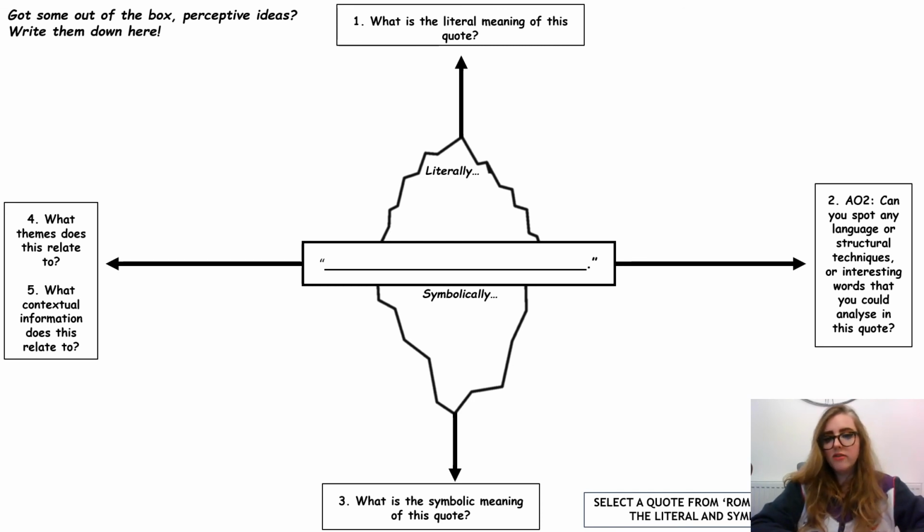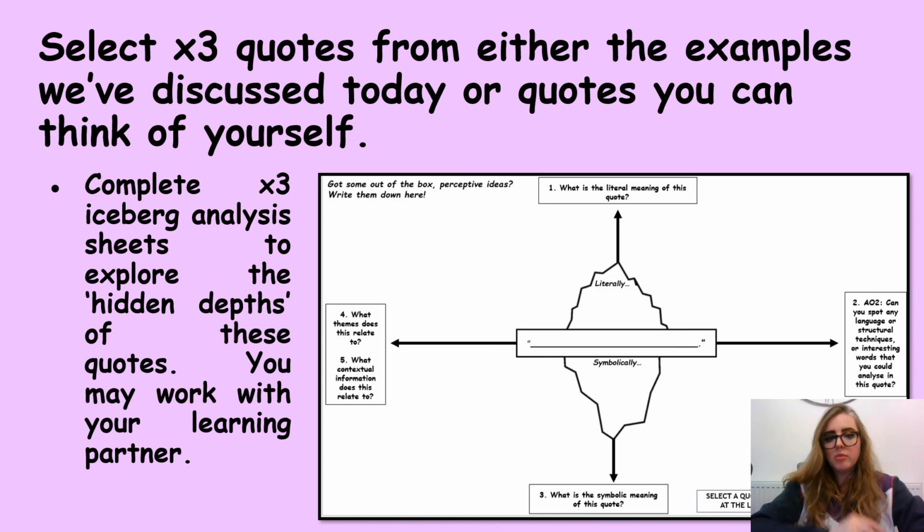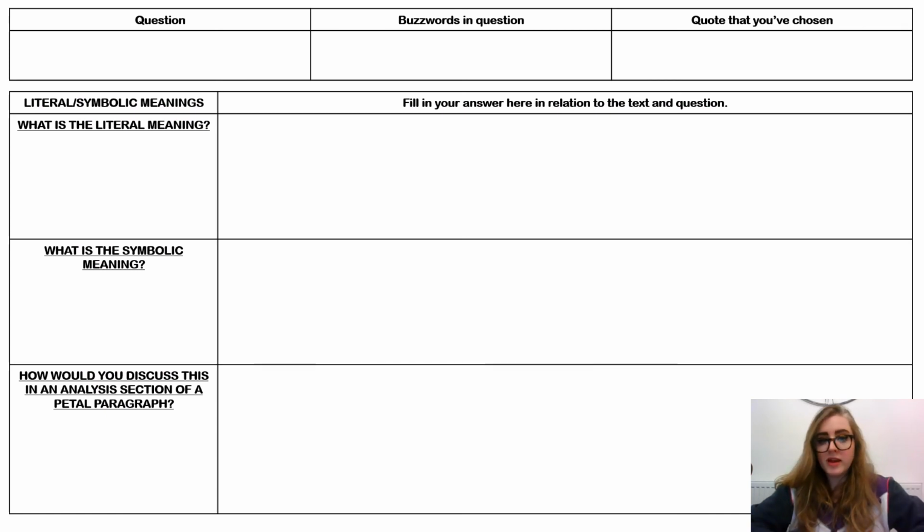Okay, so then hopefully you get to the point where you're able to incorporate this into your essays. And I sometimes set it out like this. I have a question, I think about the buzzwords in the question, the quotes I've chosen, think of literal meaning, symbolic meaning, how am I going to discuss that in an individual paragraph. So the more you do this kind of thing, the easier it is to start getting that perceptive analysis into your essays. And it's such an easy way to do it by looking at literal and symbolic meanings. Okay, I hope that was helpful.